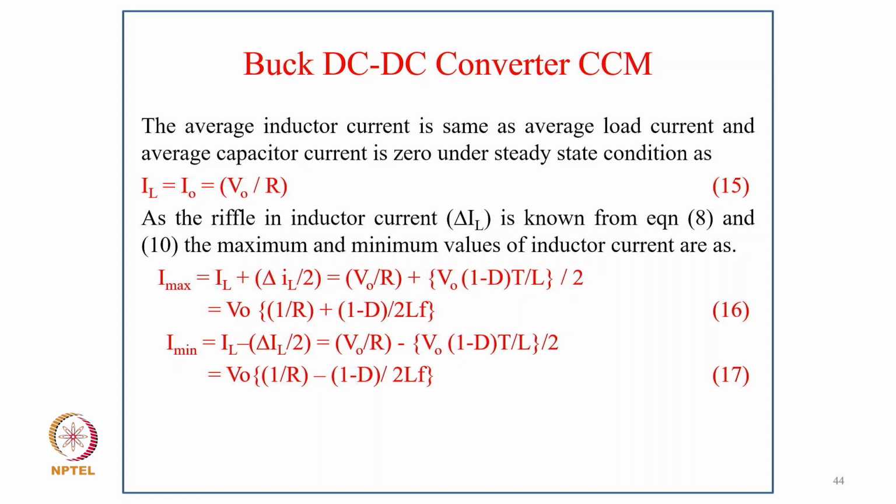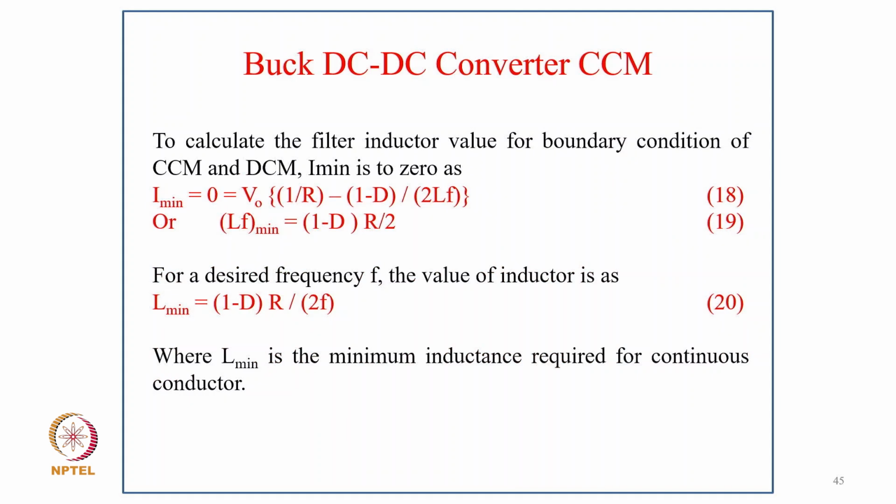and Imin equals IL minus delta IL by 2, or equal to VO upon R minus VO (1 minus D) upon 2LF, or equal to VO in bracket 1 upon R minus (1 minus D) divided by 2LF.